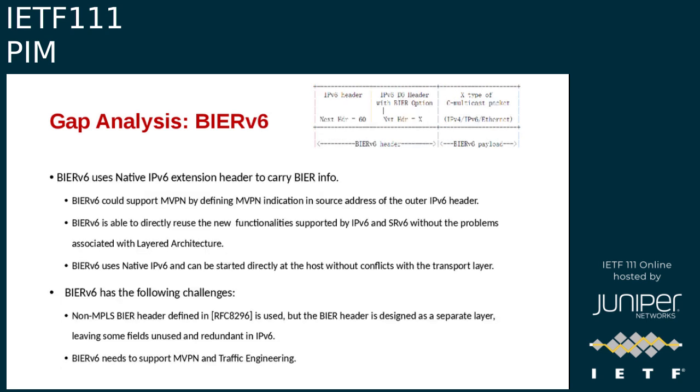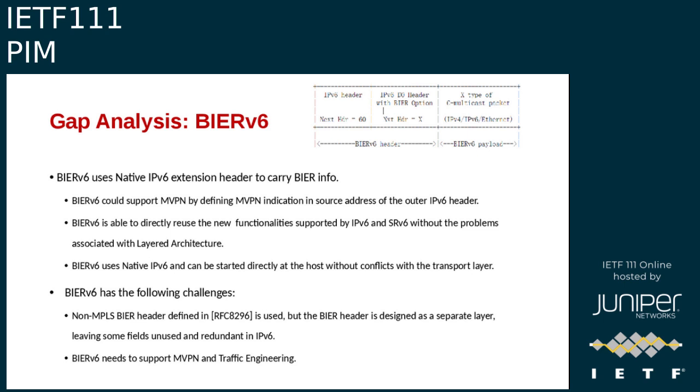So this is a gap analysis of the BRV6. BRV6 encapsulates the BIER header in the IPv6 extension header. So this is a native IPv6 solution, so it can reuse the IPv6 functionalities. It can also use native IPv6 and initiate the source routing on the host side.